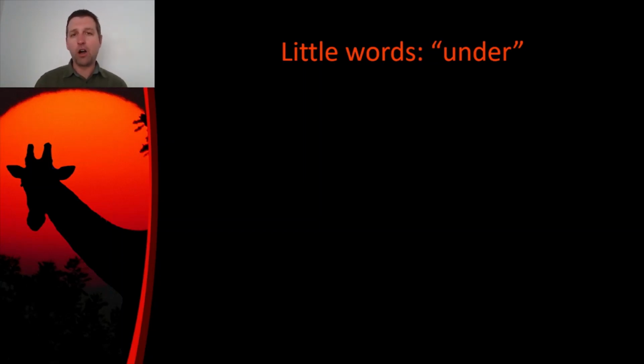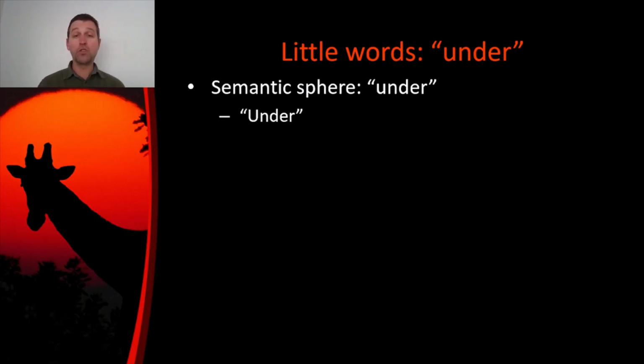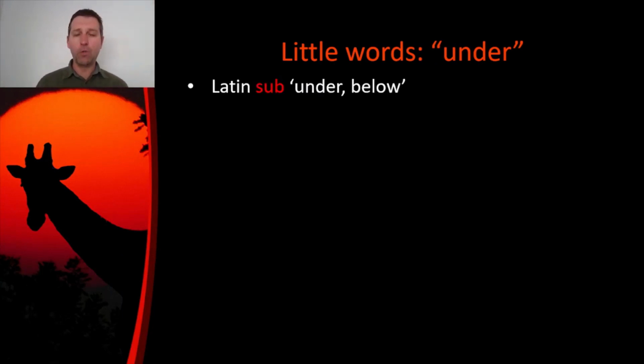And those 2 sets are 2 diametrically opposite semantic fields, which are under and over. And so we're going to start with some words that mean something in the area of under. Obviously, these are words like under, below, or down. So we're going to be looking at some Greek and Latin words that mean something in this general range.